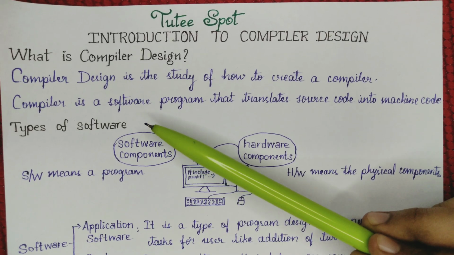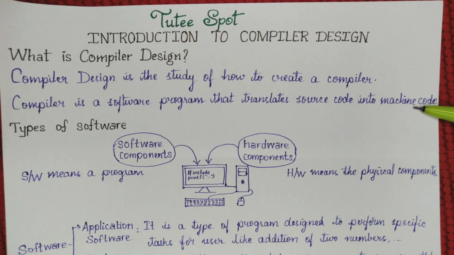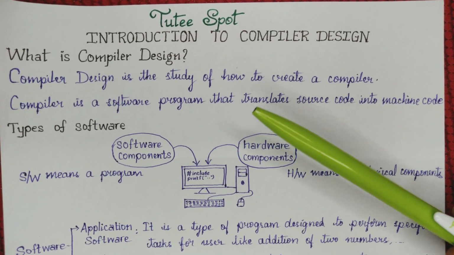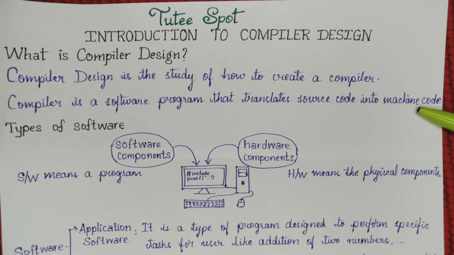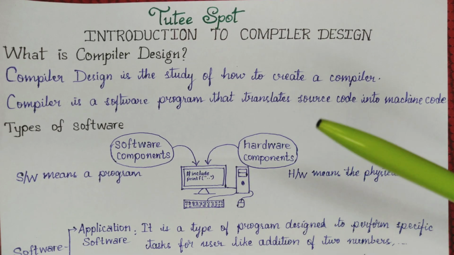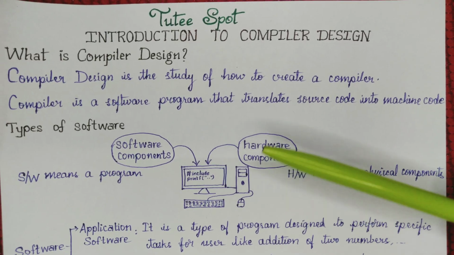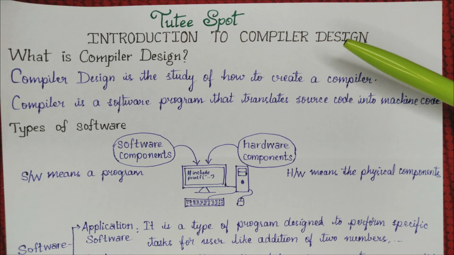So in this video, we have discussed what a program is and what source codes and machine codes are. So simply, a compiler is a set of instructions given to the computer to translate this high-level language into the low-level language. And the study of how to create this compiler is known as compiler design. So this is the introduction to compiler design. In the further videos, let's discuss this compiler design topic in depth.